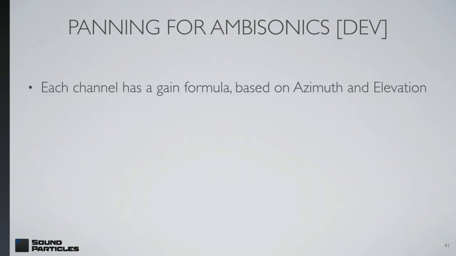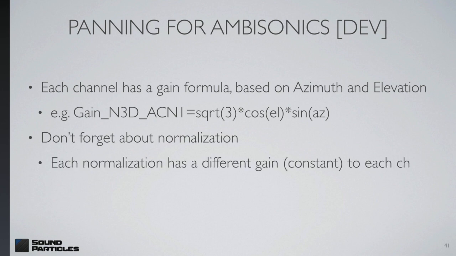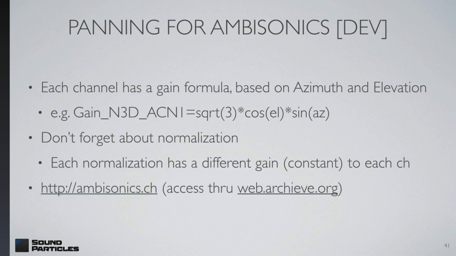Once again, you are a developer. You say, oh, great, let's start supporting some Ambisonics and do something like an Ambisonics panner. Well, what happens is that each channel is going to have a formula based on azimuth and elevation. For instance, this is an example of a formula, okay? For N3D ACN1, it's square root of 3 multiplied by cosine of elevation multiplied by the sine of azimuth, okay? So you get several formulas for all your channels, okay? Don't forget about normalization.